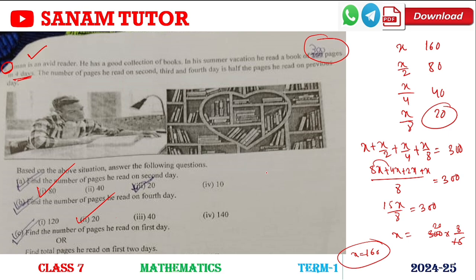Find the number of pages he read on the first day, that is 160. The total pages he read in the first 2 days. The first day is 160 and the second day is 80. The total is 0, 8, 6, 14, carry 1, 2. That is 240 pages. Okay.